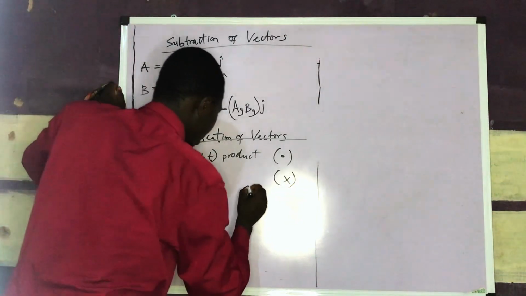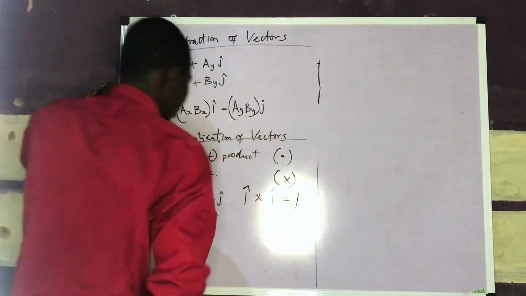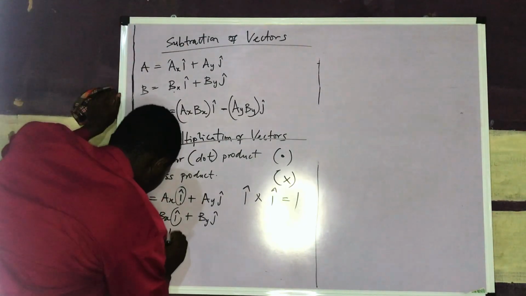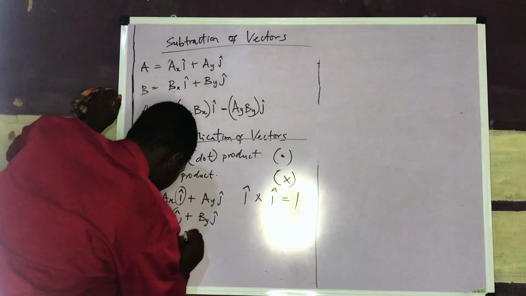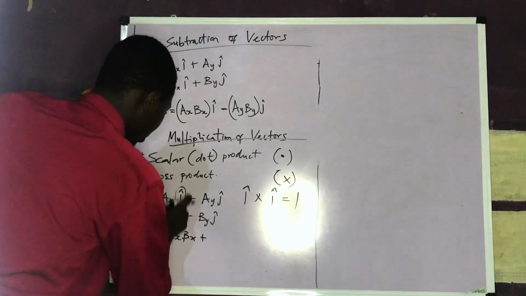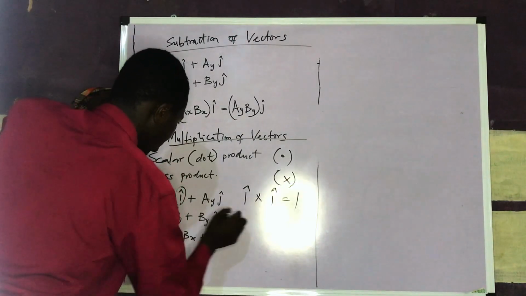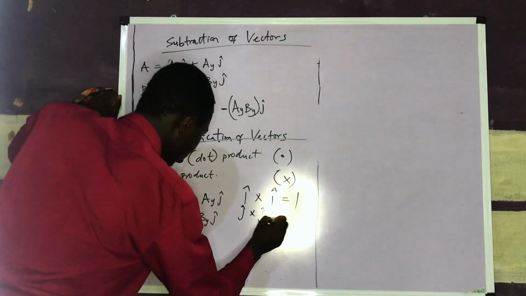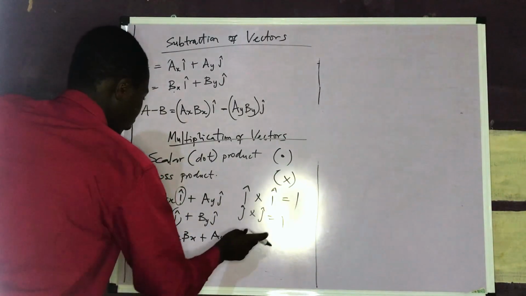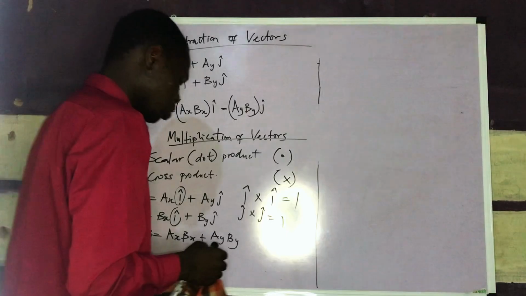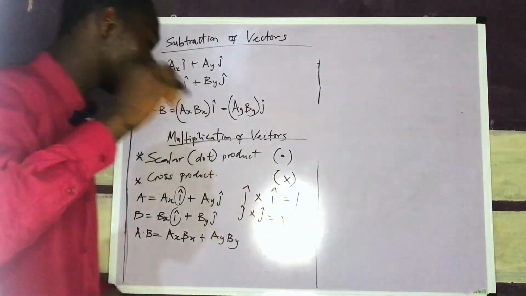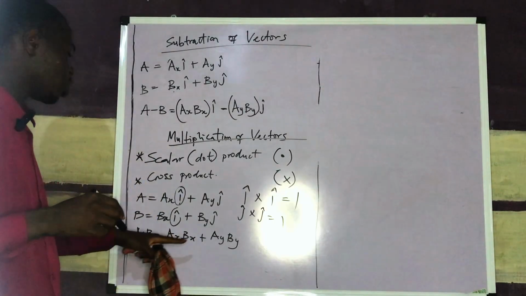Like I said before, if you do the product of I times I, it will give you 1. That means if this one is multiplied by this one, this is what you get: AX and BX, plus that in this case. And in this case, if J times J, you also get 1. Your final answer will be a scalar. Right? But if it is a dot product, your answer will be scalar, not a vector.